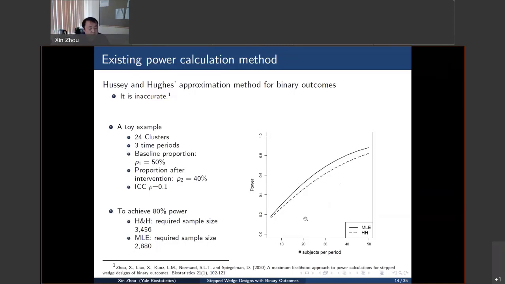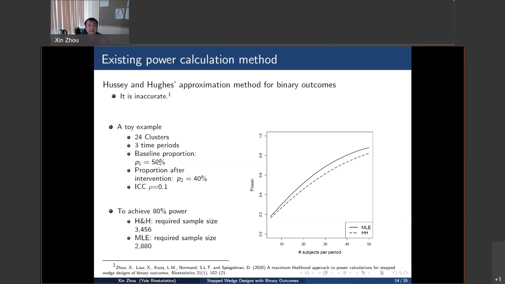However, the normal approximation for a binary outcome is not accurate according to our work. In our published work, we point out that this method may over- or underestimate the power. I use a toy example to show that. Suppose there are 24 clusters and 3 time periods.